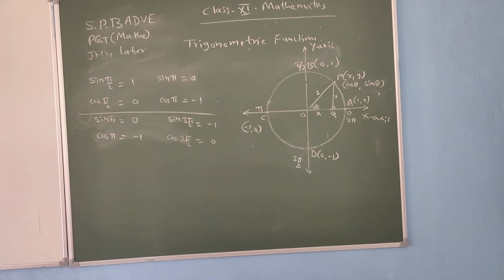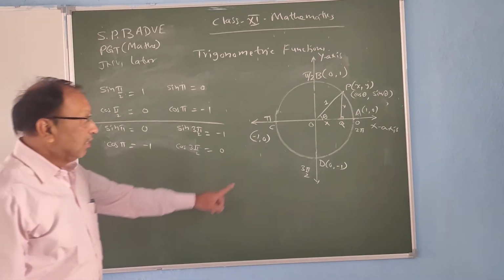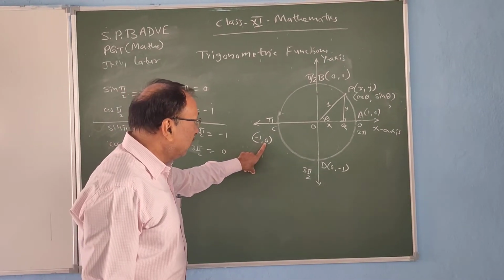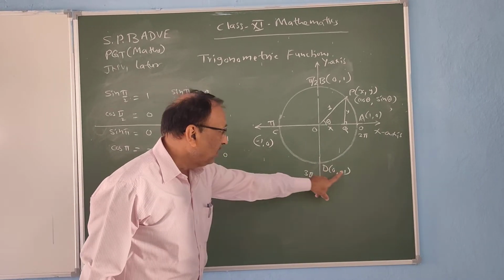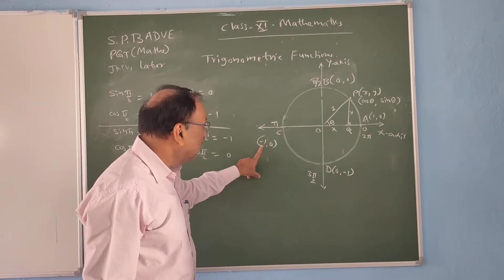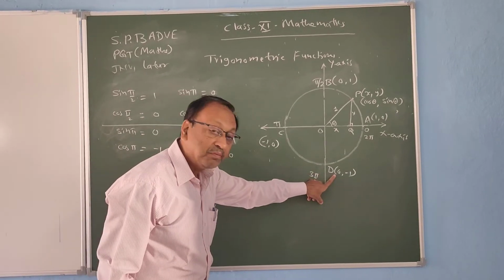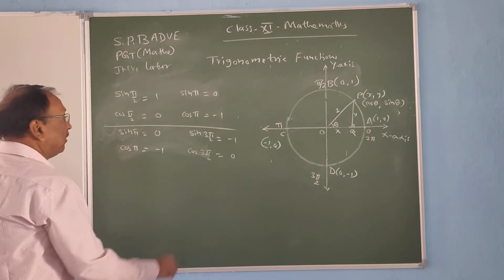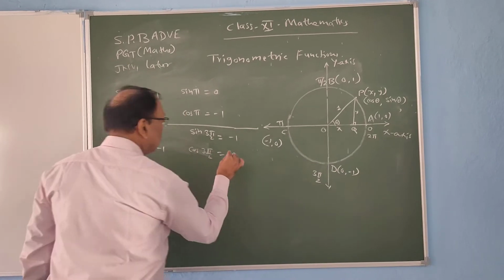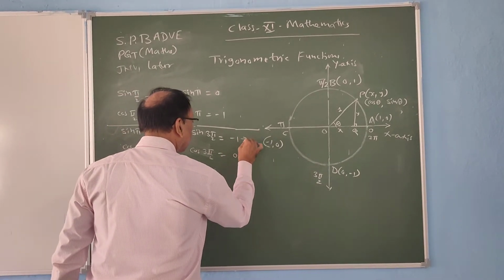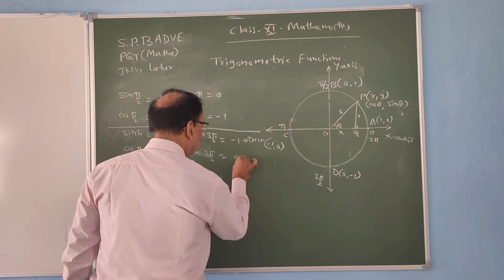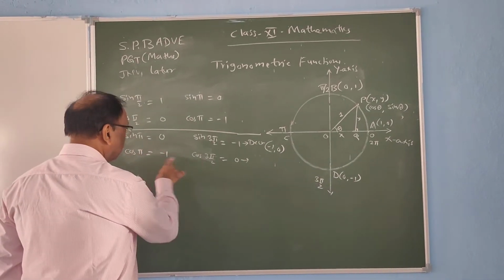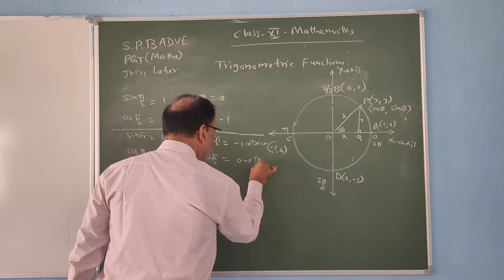0. Then what happened? See, sin goes on decreasing from 0 to minus 1, and cos increasing from minus 1 to 0. Okay, here. So here cos is increasing, sin is decreasing.